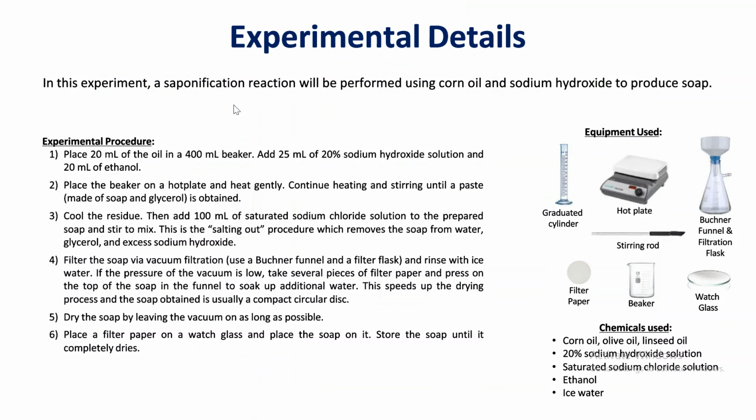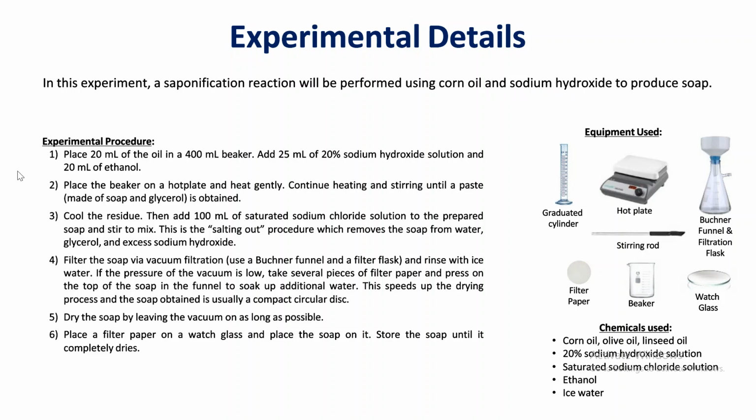So, the experimental details, the experiment for today is going to be making soap. We're going to go over the steps. You need to know these steps in order for you to answer the quiz for today's experiment. And after we do the steps, we are going to tell you the assignment that you need to complete for today's experiment. So in this experiment, a saponification reaction will be performed using corn oil and sodium hydroxide to produce soap.